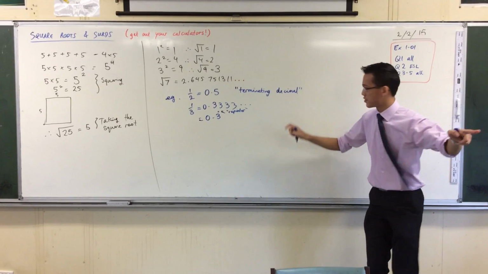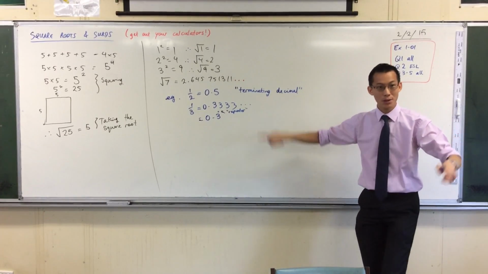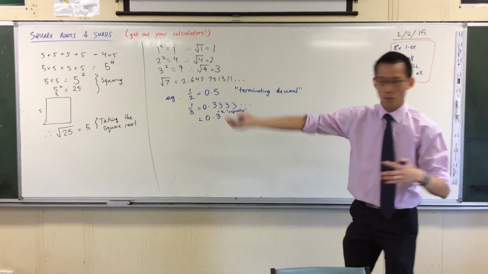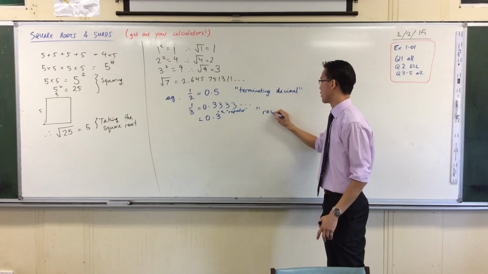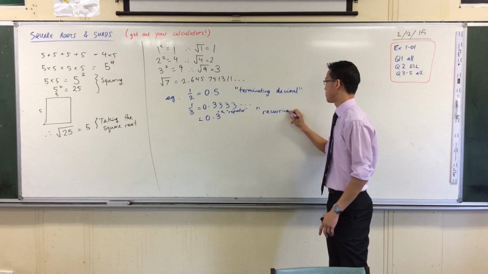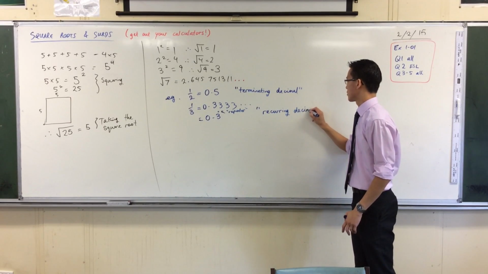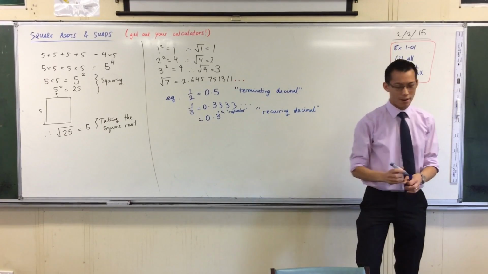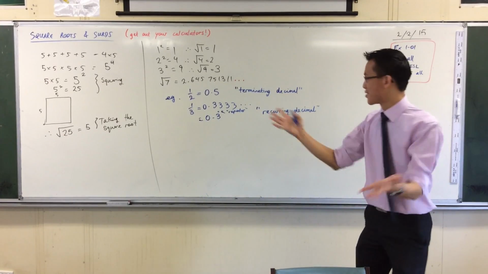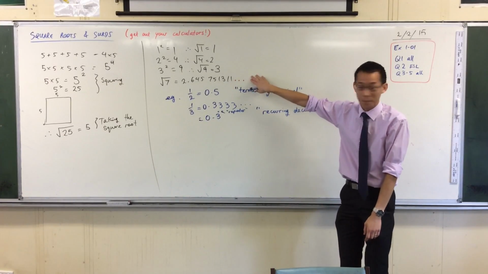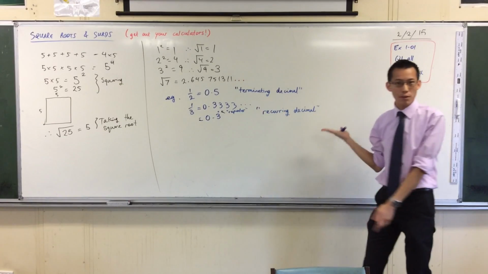And I heard the word just now. Rather than a terminating decimal, this decimal goes on and on and on forever. We call it a recurring decimal. Now, I'm trying to show you why it's so weird that this kind of number goes on forever. Because this goes on forever as well.